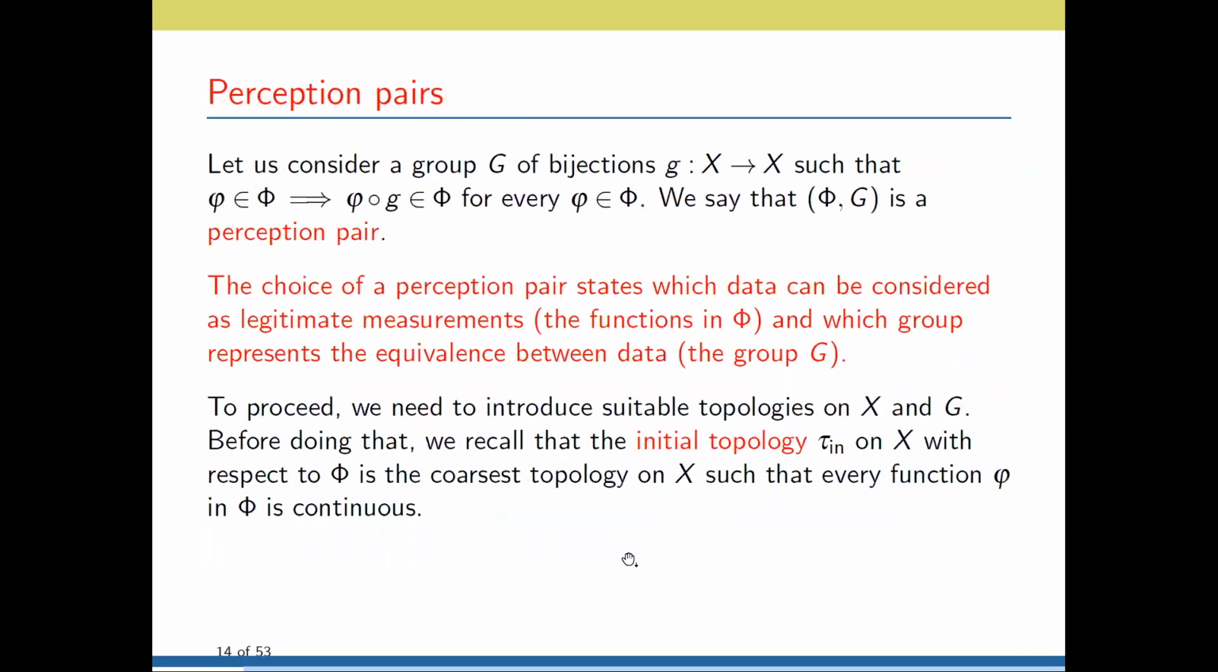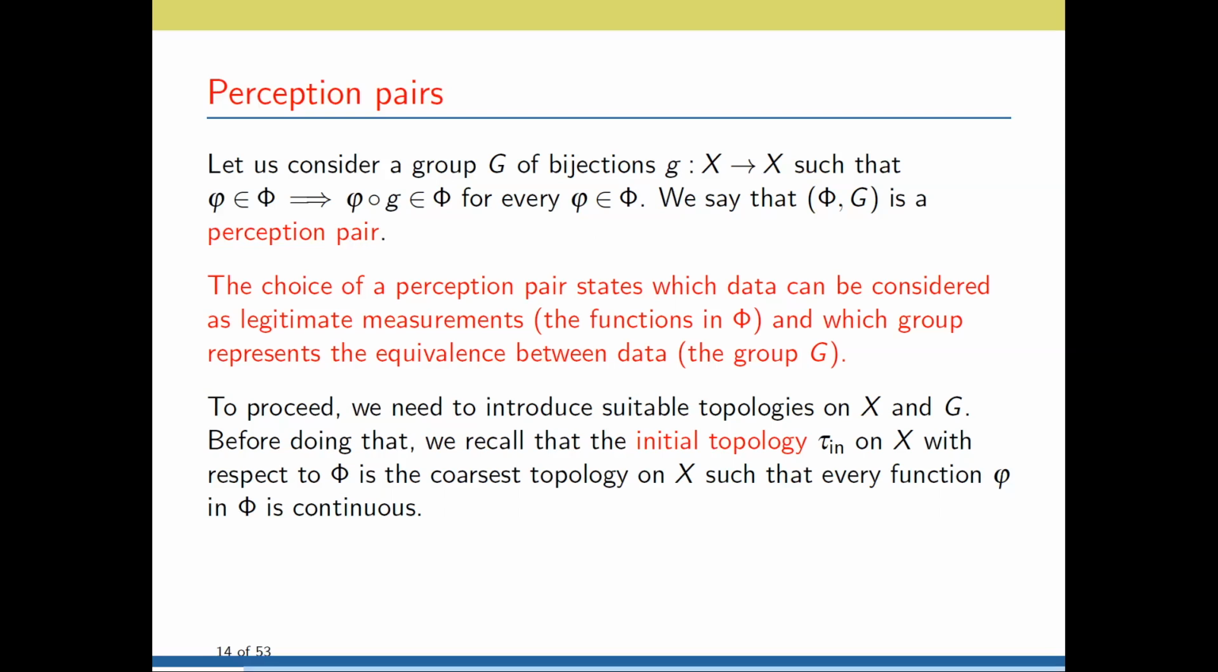Perception pair. What is a perception pair? Let us consider a group G of bijections, that is permutations of the domain X, with this property: if you take an admissible signal phi and you compose phi with an element of our group, you get another admissible function. In this case, and only in this case, we say that (Phi, G) is a perception pair. The choice of a perception pair states which data can be considered as legitimate measurements, the functions in capital Phi, and which group represents the equivalence between data, the group G.